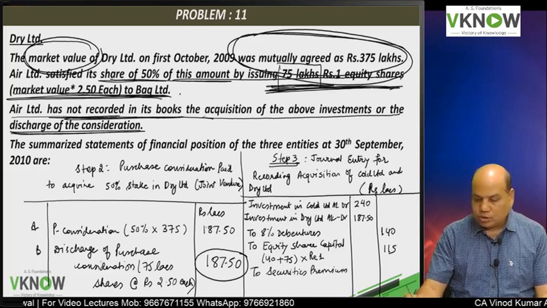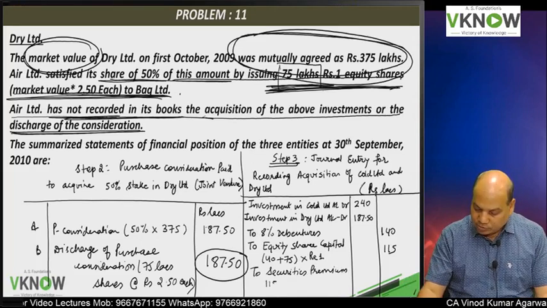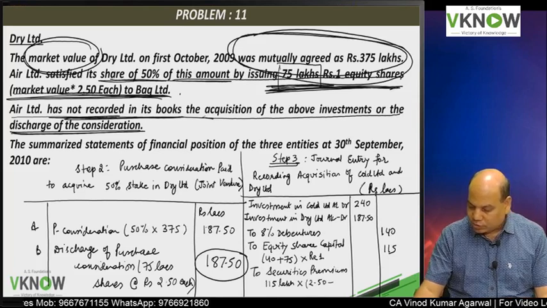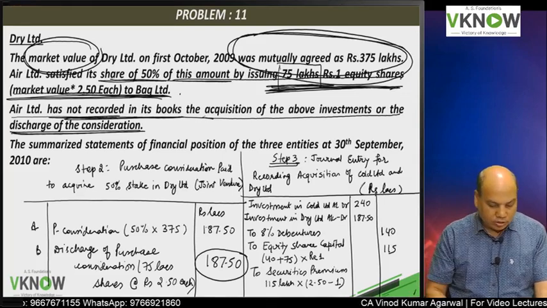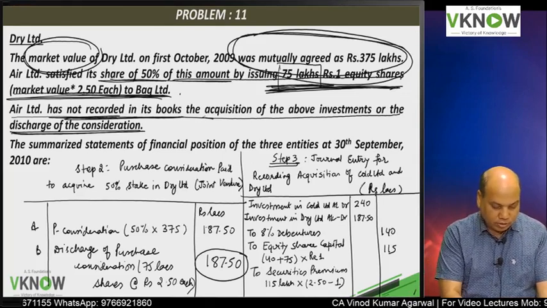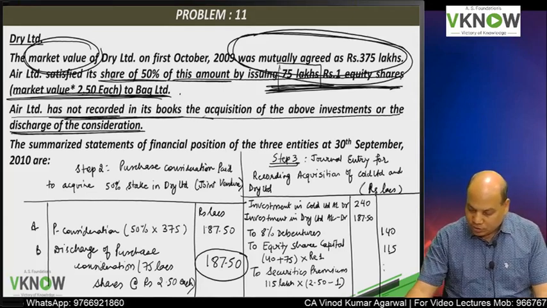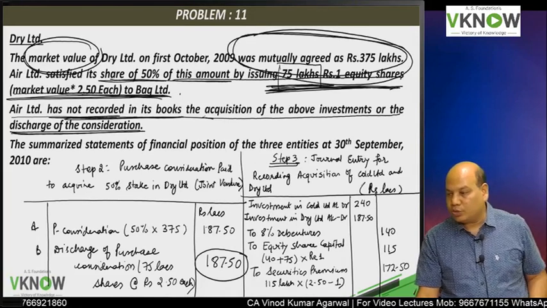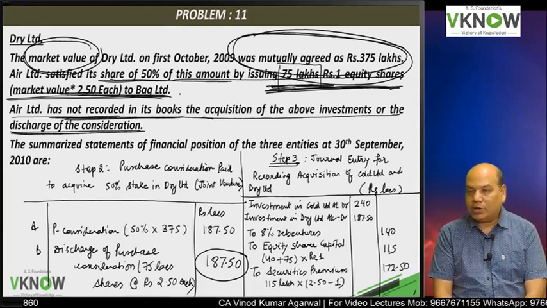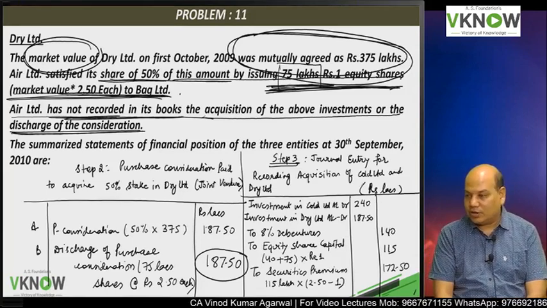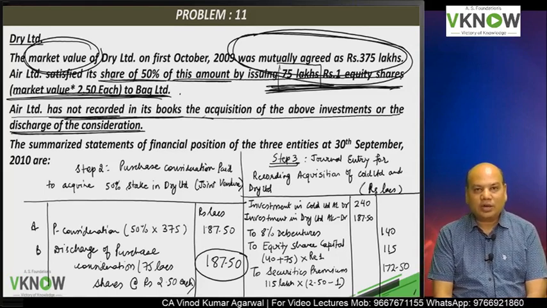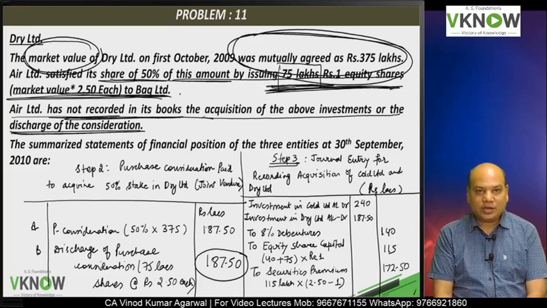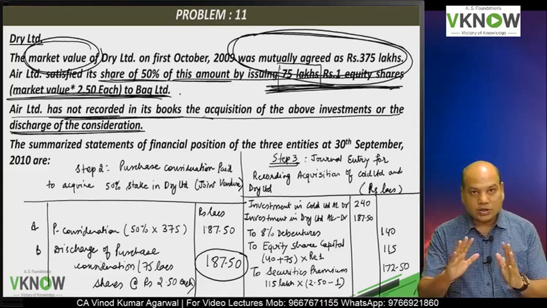because shares were issued at 2.50, securities premium will be 115 lakh shares into 2.50 is the issue price, 1 rupee share capital. So multiply, the share premium would be 172.50. This is the journal entry for recording acquisition of shares in Cold Limited and Dry Limited. Is it right? Is it understandable? So let us read further.